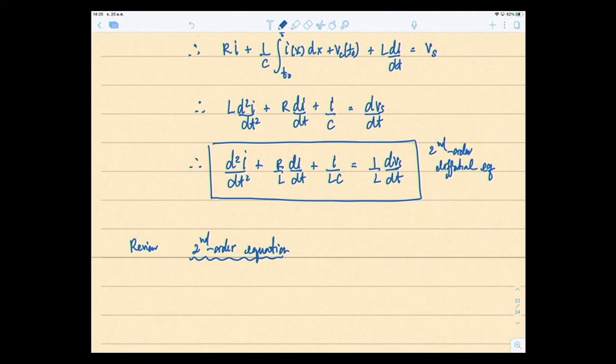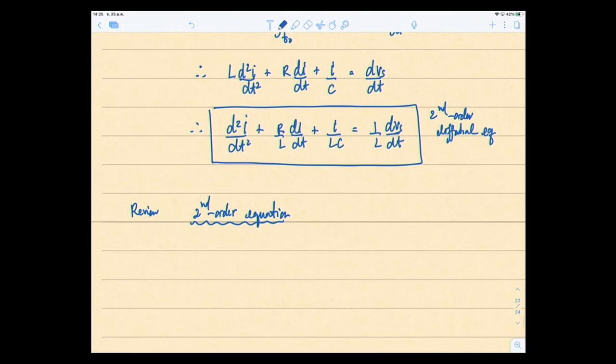Okay, so for second order differential equations, the general form is d²x/dt² plus a1 dx/dt plus a naught x equal to f of t. So x could be anything. If you compare to this equation, x is your I, a1 is R over L, a naught here is 1 over LC, and your f of t is 1 over L dVs/dt. You can compare it like that.